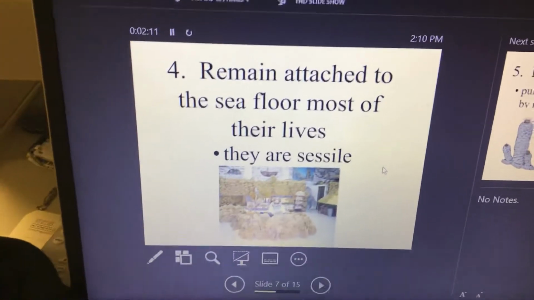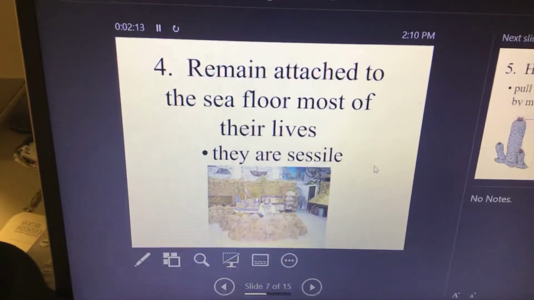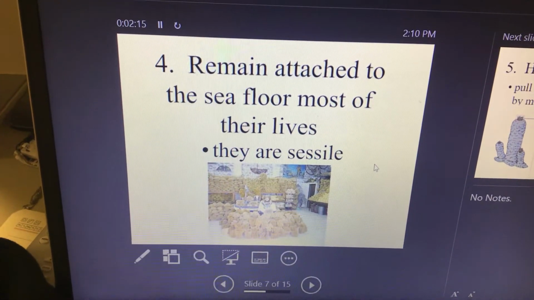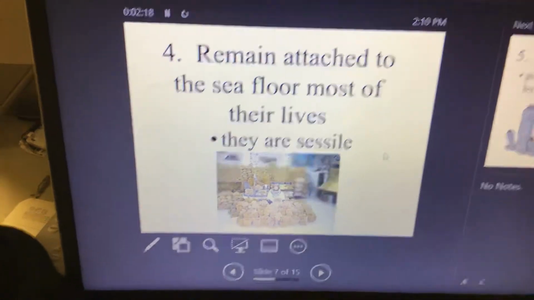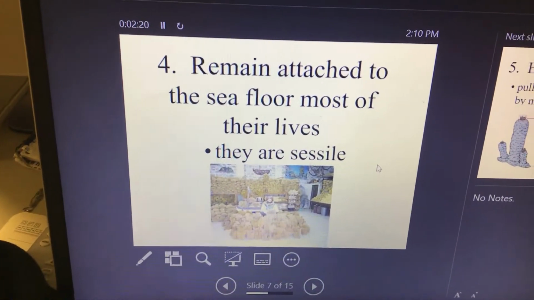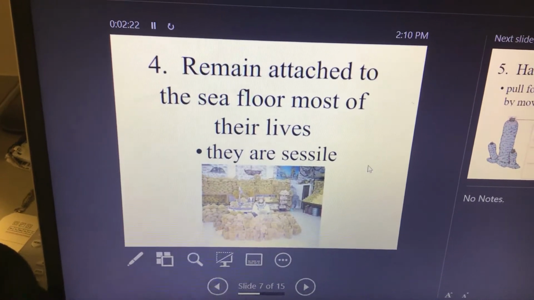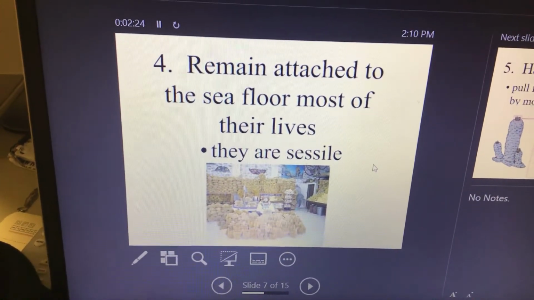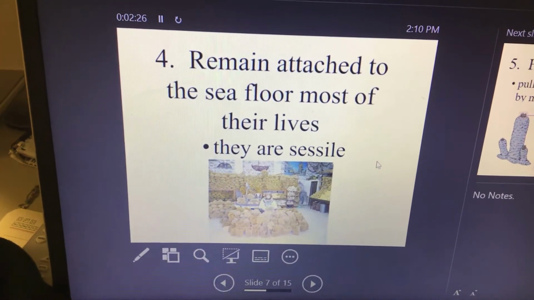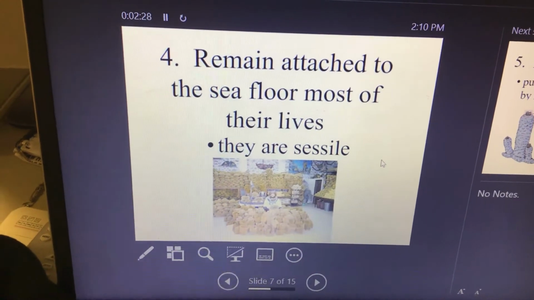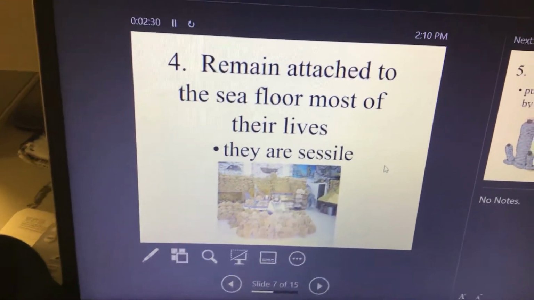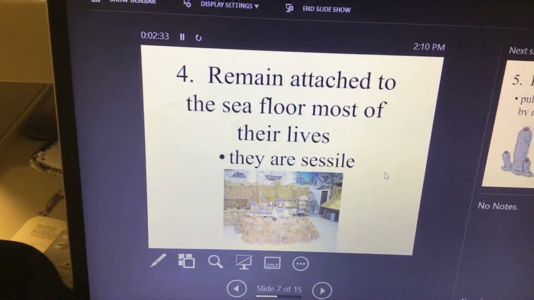Go ahead and write this down. They remain attached to the seafloor most of their lives. They call that sessile. They're kind of planted, anchored down. They can't get up and move or have the water move them at all. Most of their lives, they're planted in the ground, kind of like a tree. They don't have roots, but they're anchored down.